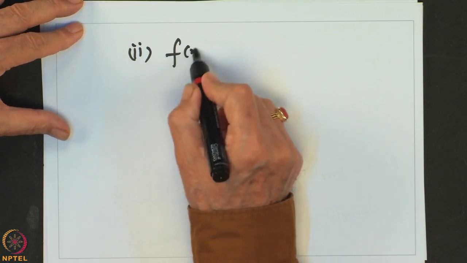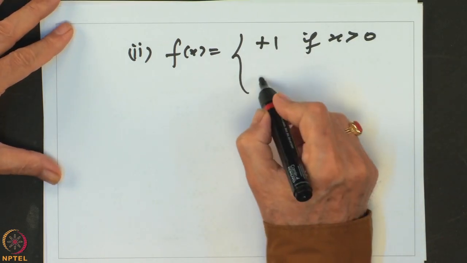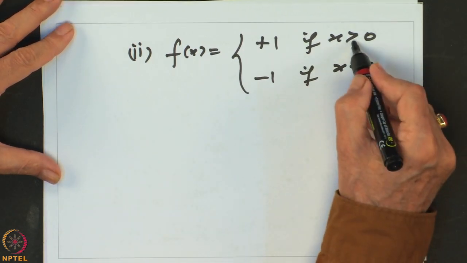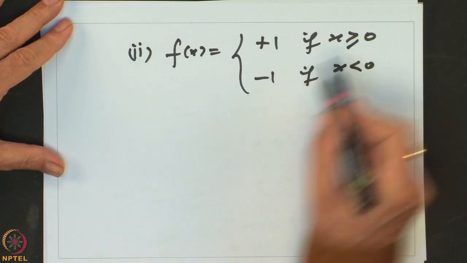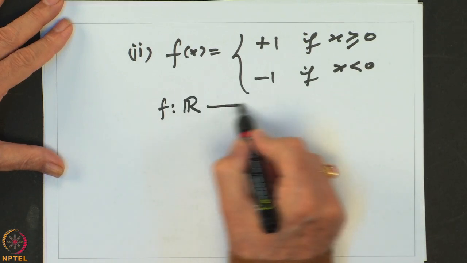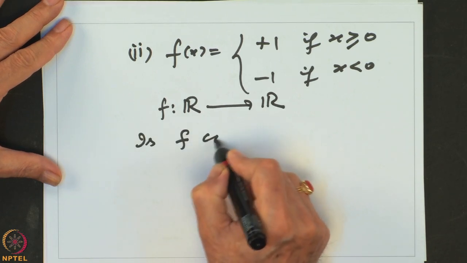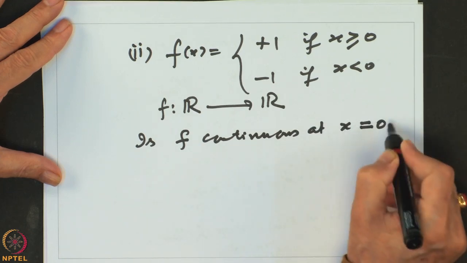Right. So, let us look at another example of a function. Let us look at an example f of x, defined equal to plus 1 if x is bigger than 0 and minus 1 if x is less than 0. Let us say bigger than or equal to 0, it does not matter, okay? Because now f is a function defined from the whole real line to the real line. So, the question is, is f continuous at x equal to 0?